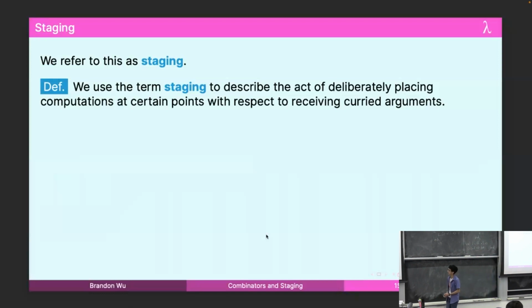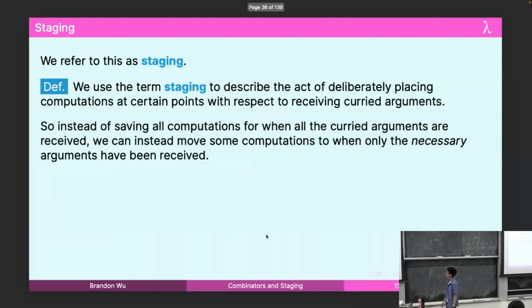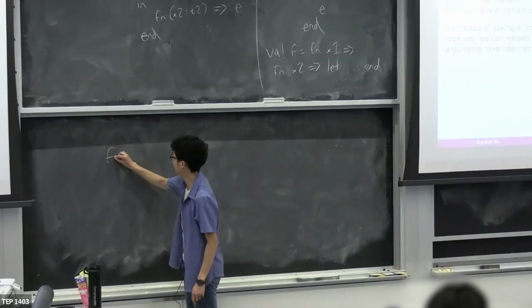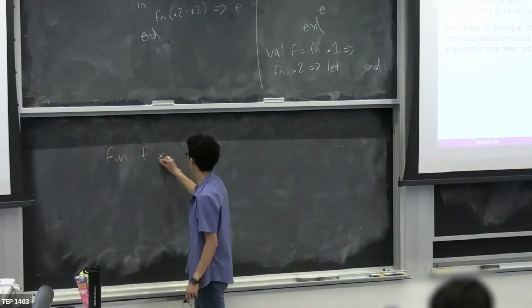So let's get into it, shall we? Okay, so the basic idea being that if I want to save all my computations, I can save it until I get all my arguments, but I might not need to, okay? And I'm going to try and recall this example off the top of my head, but I might get some of the names wrong.